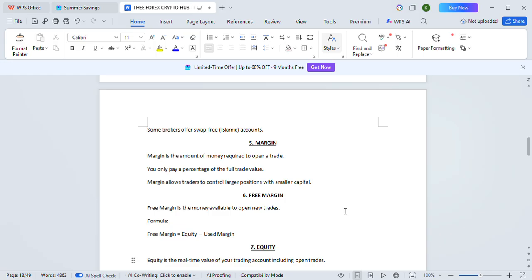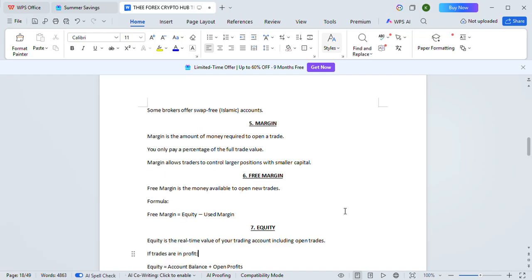Free margin is the amount of money available to open new trades. So if you are in a trade and the trade is in profit, your free margin is higher. If you are in a trade and it is in losses, the free margin is lower. So we have that formula there. Free margin is equal to equity minus used margin.